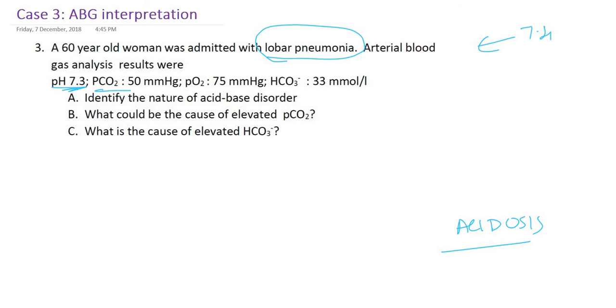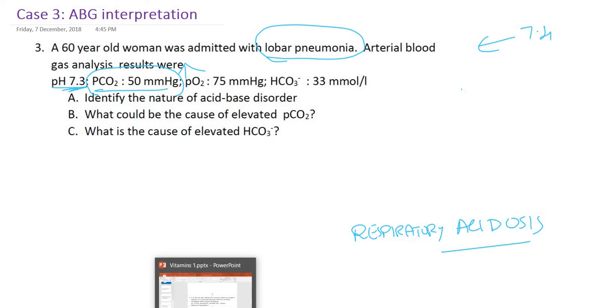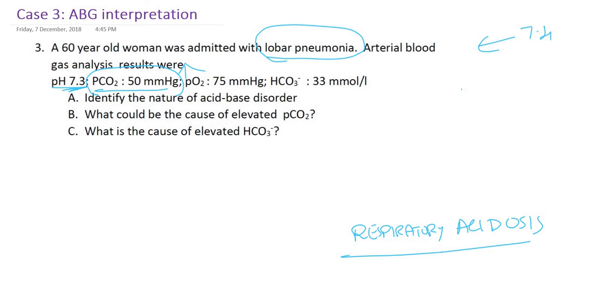Next I will go for PCO2. PCO2 is increased. So definitely acidosis, PCO2 is more. That means it is again respiratory acidosis. Now we have to write whether it is compensatory: partially compensated, fully compensated or uncompensated. For that we need to see our bicarbonate. Bicarbonate normal level is 22 to 26. That means it is increased.